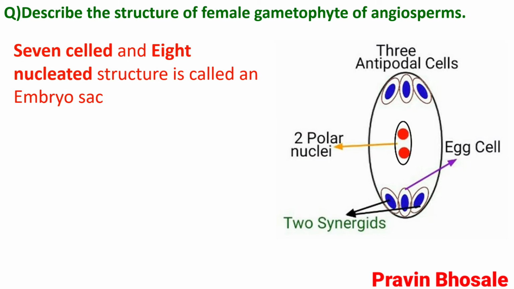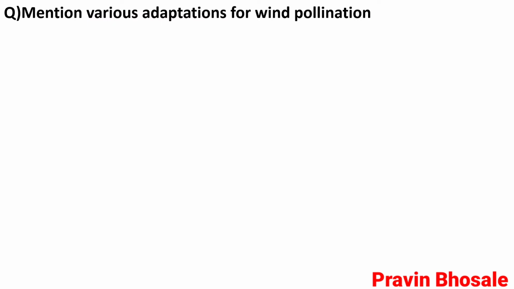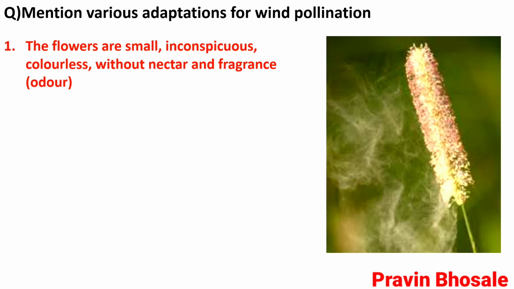When they fuse together, it forms secondary nucleus. Mention various adaptations for wind pollination. Flowers are small, inconspicuous, colorless, without nectar and fragrance, that is odor.